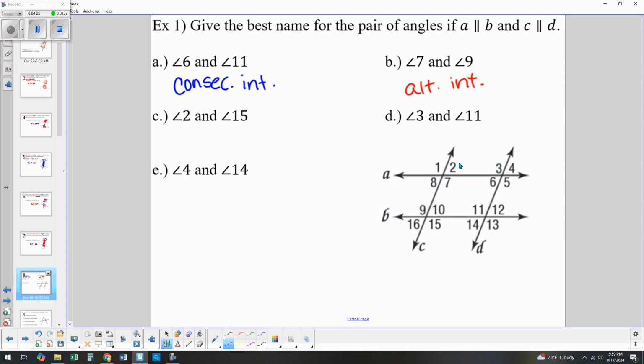Then we have 2 and 15. Now they're outside of these two lines. So they're going to be a kind of exterior. And if I look at the transversal, they're on the same side of that. So this is going to be consecutive exterior.